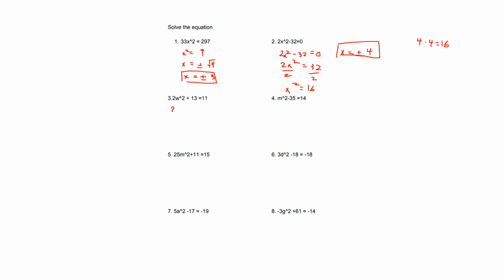Number 3, same thing. To get this w squared on its own, subtract 13 from both sides, it becomes negative 2. Divide both sides by 2, so it becomes w squared equals negative 1. This is going to be w equals plus or minus square root of negative 1, but this is no solution. We write no solution because if you think about it, we're squaring something. It's impossible for this to become negative. If you put in a negative, it comes out positive. If we put in a positive, it comes out positive. So there's no way for it to be negative. Therefore, it's no solution.